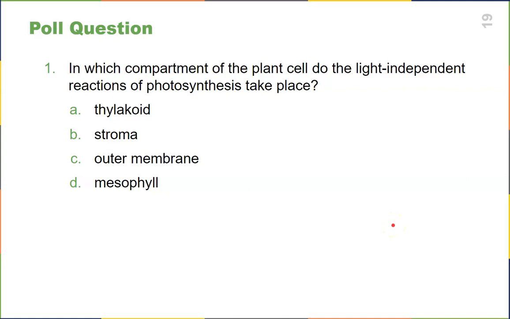In which compartment of the plant cell do the light-independent reactions of photosynthesis take place? Light-independent is the Kelvin cycle, so it should be B, the stroma. Good job if you got that right.